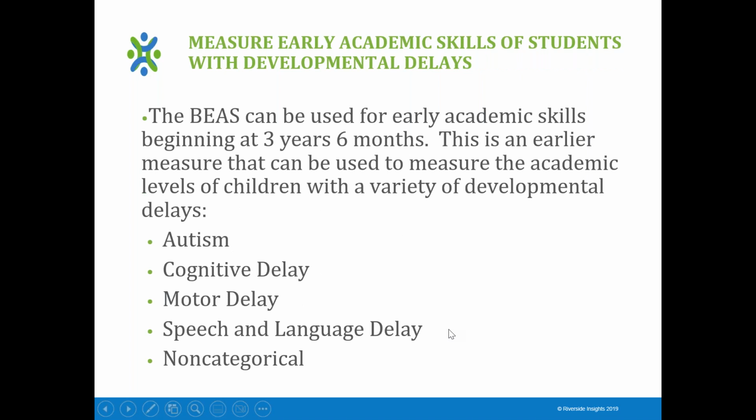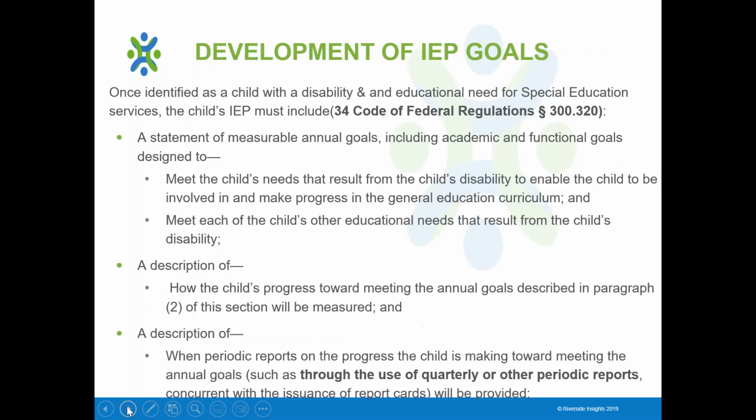So the BEAS can be used for early academic skills. Again, we talked about beginning at 3 years, 6 months. And this is an earlier measure that can be used to measure the academic levels of children with a variety of developmental delays. So as you saw with the literacy domains and the math domains, it's a very comprehensive assessment. We can use it with kids who might have autism, a cognitive delay, motor delay, speech and language delay, or those that are identified as non-categorical.